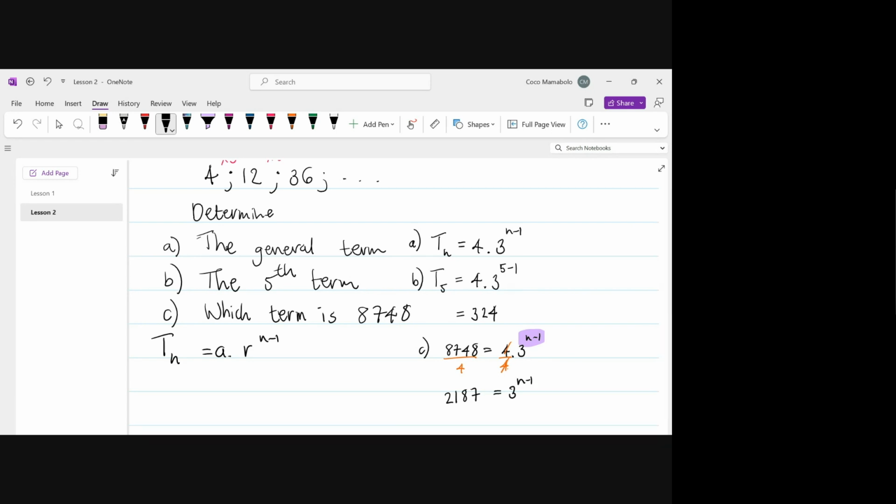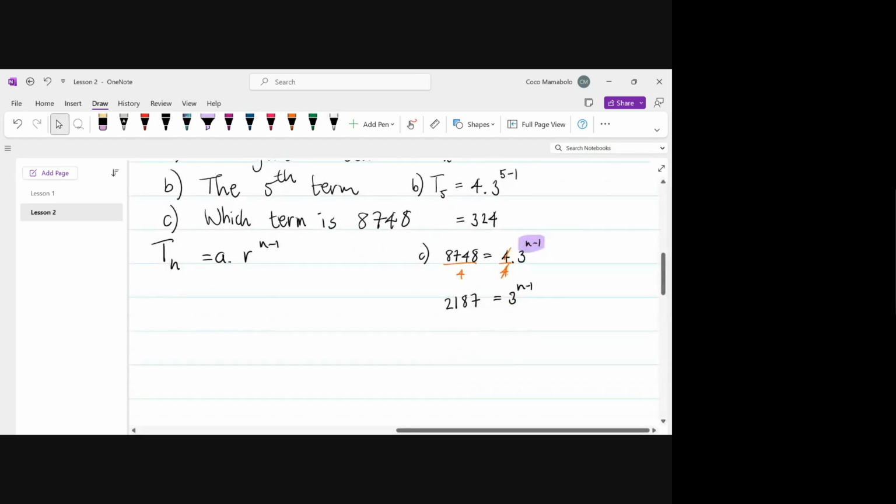And then I'm going to go to my calculator and I'm going to go 2187 equals shift fact. And that gives me 3 to the power of 7. So I'm going to get 3 to the power of 7 equals 3 to the power of n minus 1. And now that I have the same bases, I can drop my bases. Therefore, 7 is equal to n minus 1. Therefore, n must equal, transpose your negative 1 over to the other side. n is equal to 8.